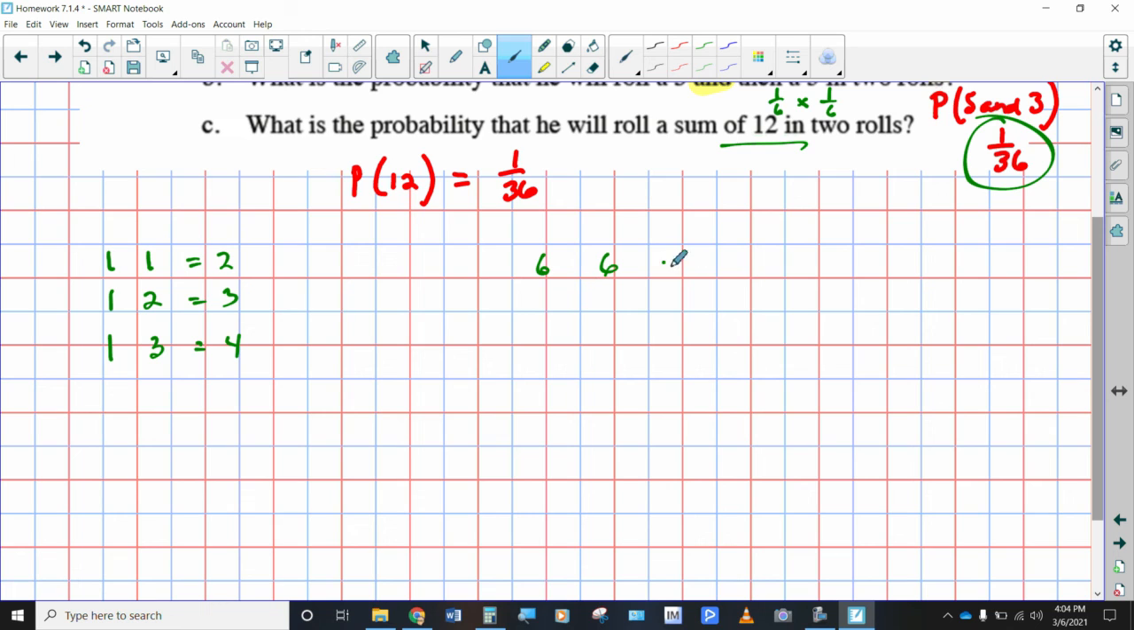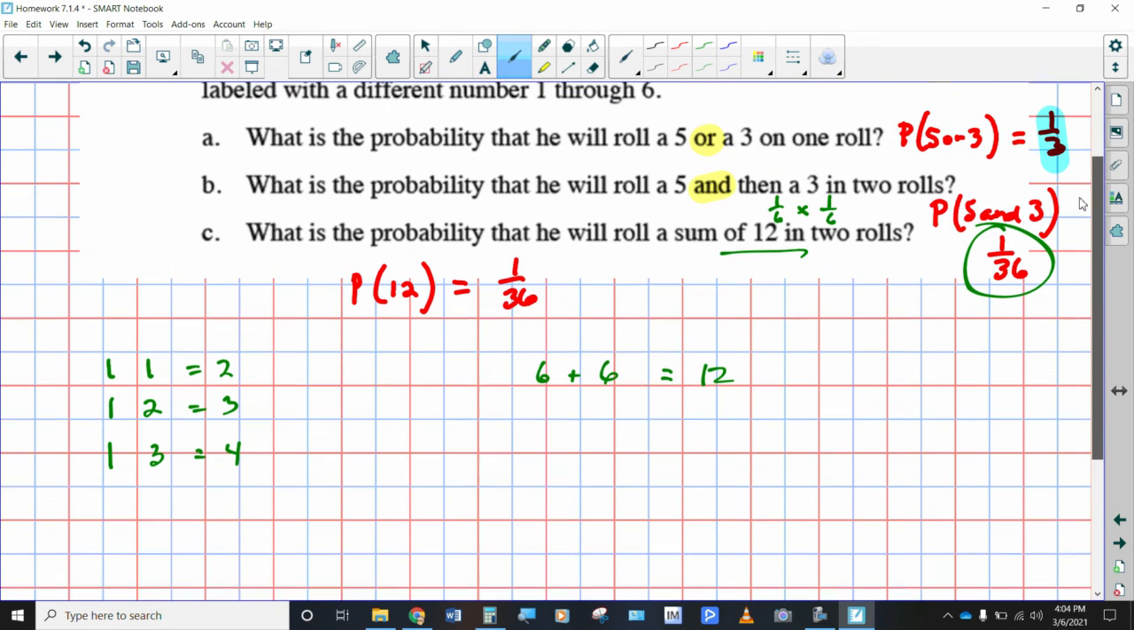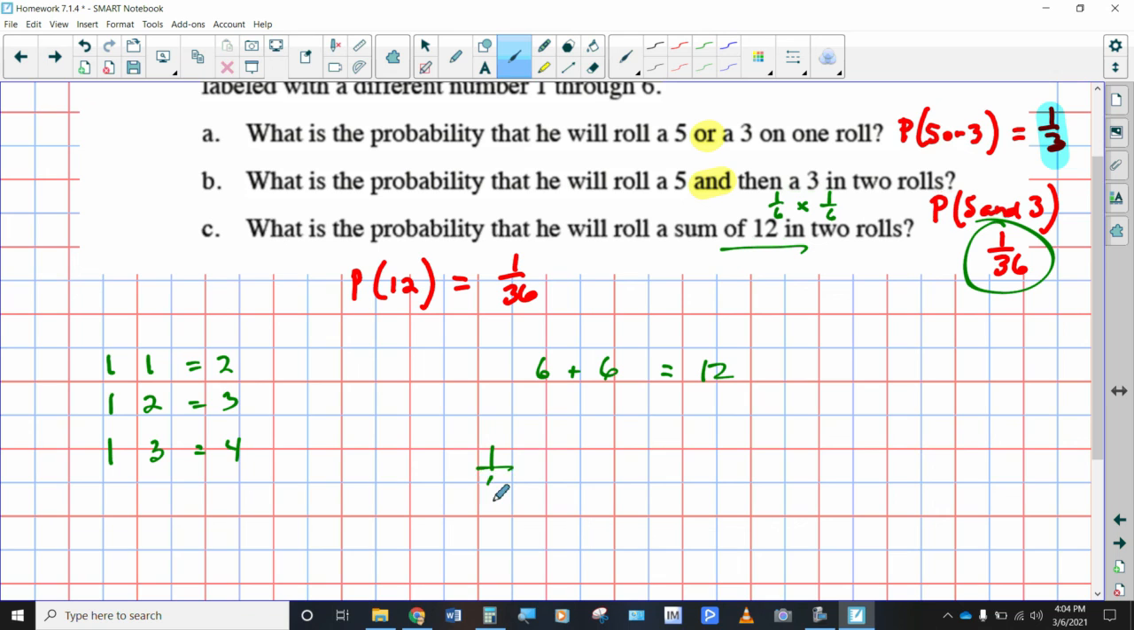So only one out of all the possible combinations is going to give you a sum of 12. And if you figure the total number of possible rolls, you've got a 1 in 6 chance of getting a 6 and another 1 in 6 chance of getting a 6. So that's kind of like this right here. You got a 1 in 36 chance of getting a 6 and a 6 to get a 12, which means you got a 1 in 36 chance of rolling double 6s.